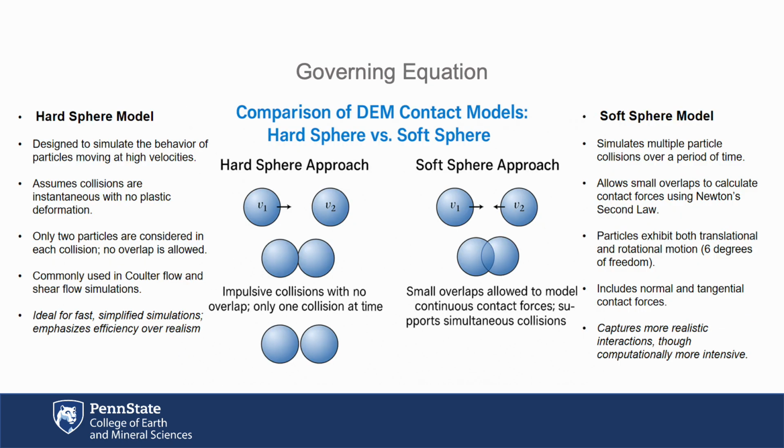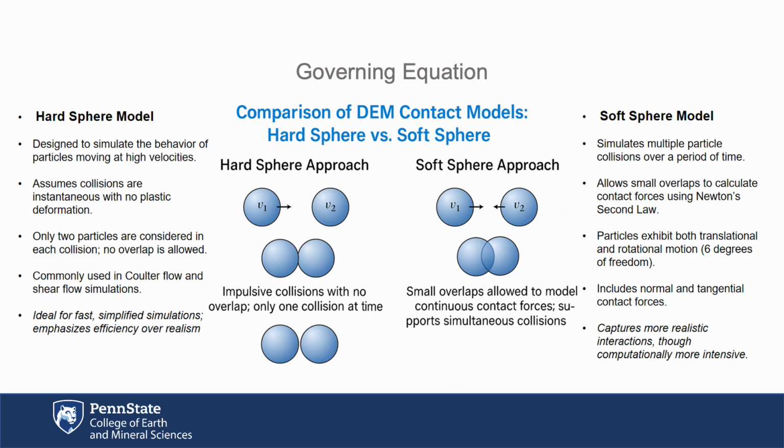Okay, let me explain this in a simple way. In DEM, we have two ways to model how particles touch and move: hard sphere and soft sphere. The hard sphere model is pretty basic. Particles just bounce off each other like billiard balls. There's no overlap, no real contact force, it's just one collision at a time. So it's fast, but kind of too ideal.